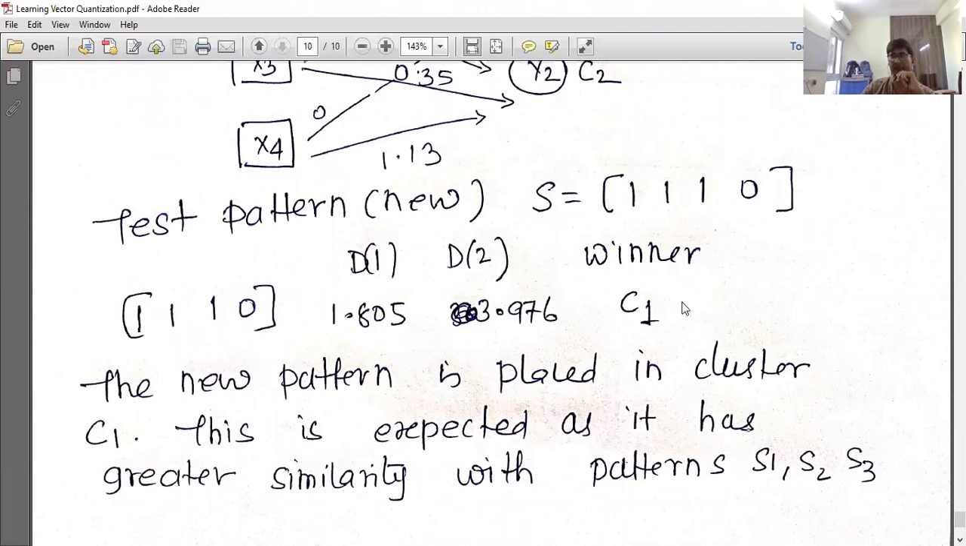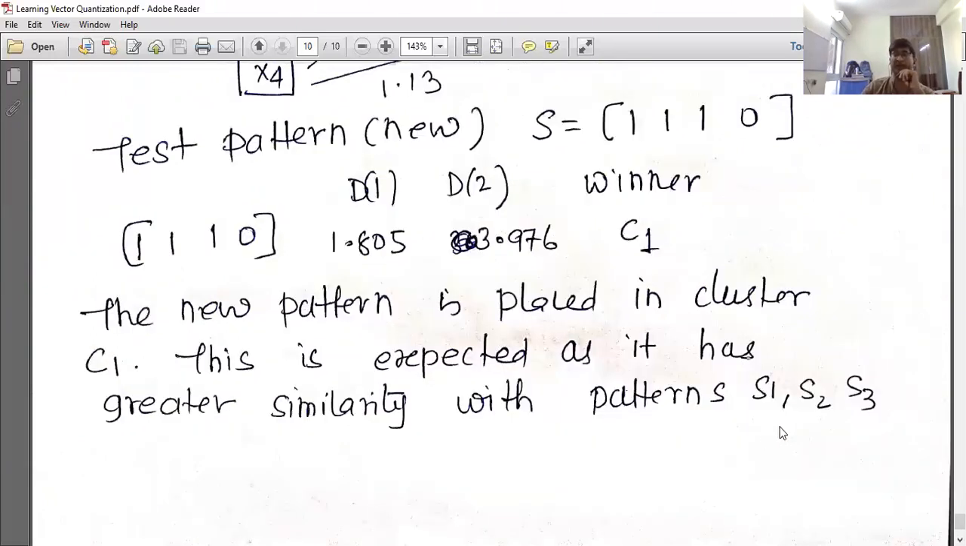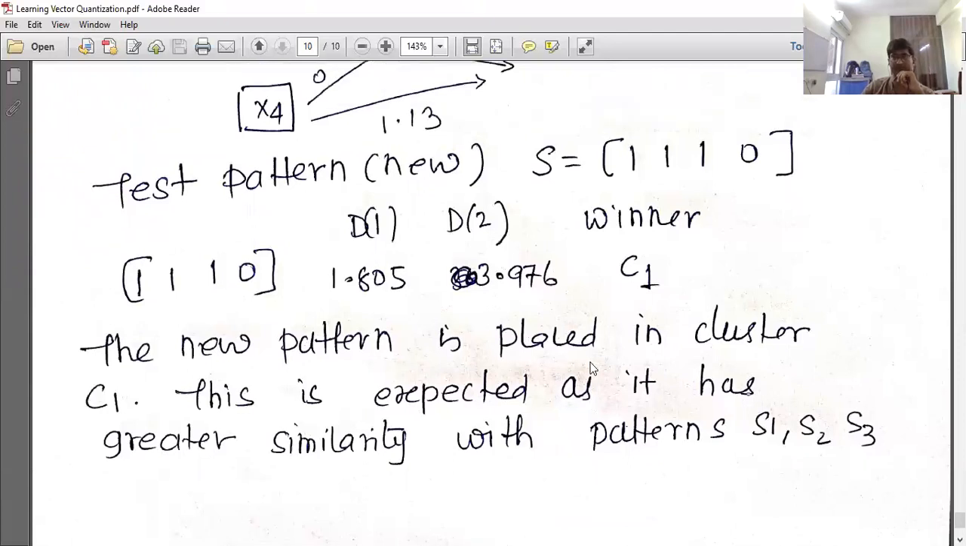And therefore, we would declare, suppose, it would cluster it into C1. If we look at it mathematically also, we would find that, yes, this new pattern is placed in the cluster C1, because this is expected, since it has a greater similarity with the patterns S1, S2, and S3. You can see that. So this is how we apply the LVQ, and it is one of the very popular algorithms, right? Thank you for this session.